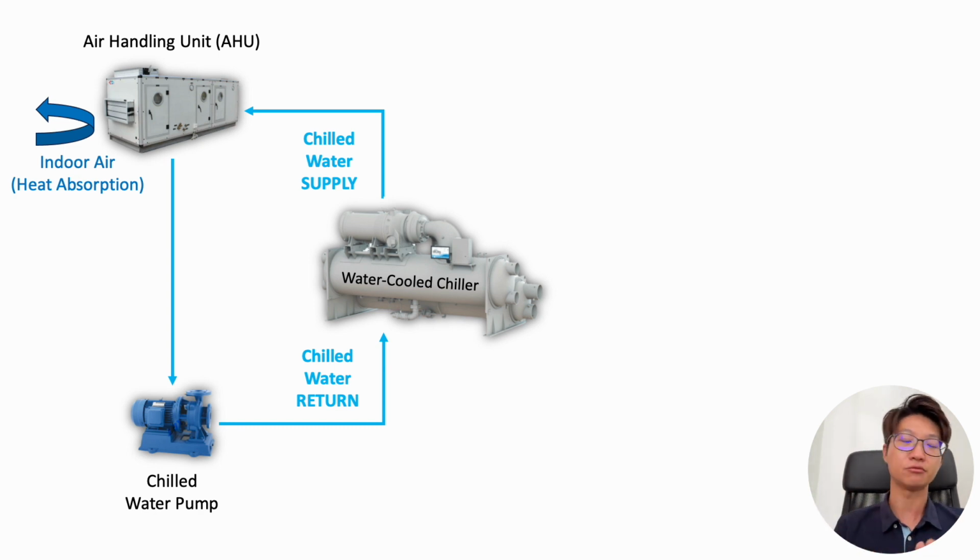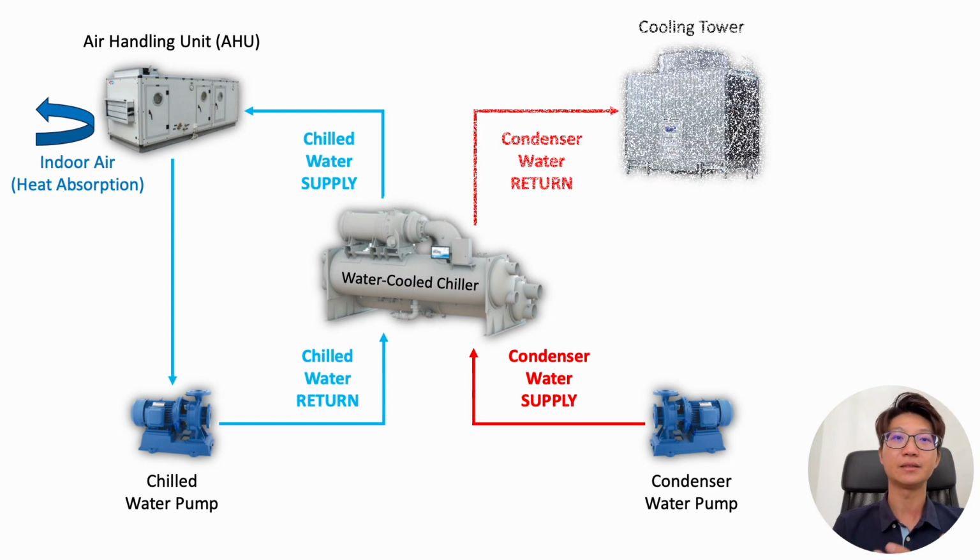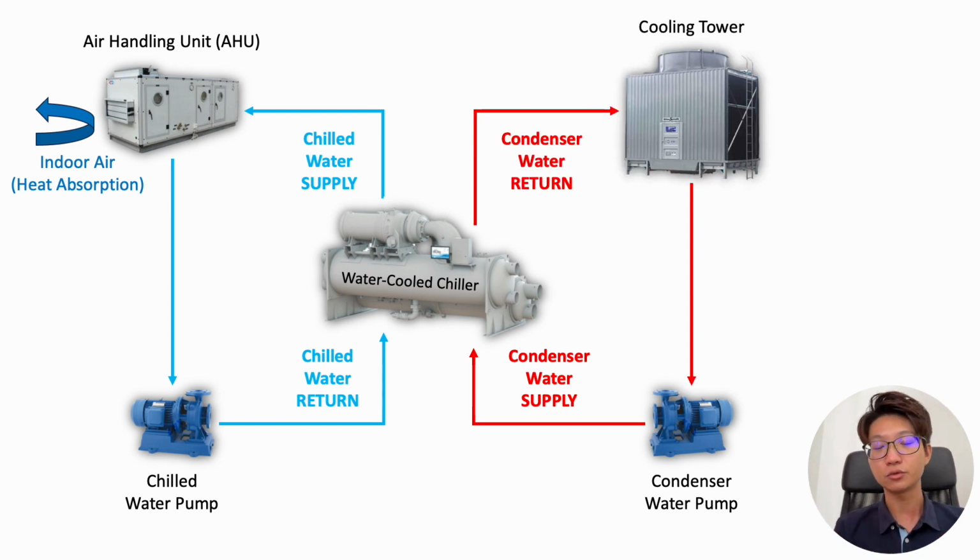So the heat will be rejected through the condenser side. Again, the condenser water pump will pump in the condenser water. This is known as the condenser water supply because we are supplying it to the chiller. Then it comes out as a return. Return to where? Return to the cooling tower.